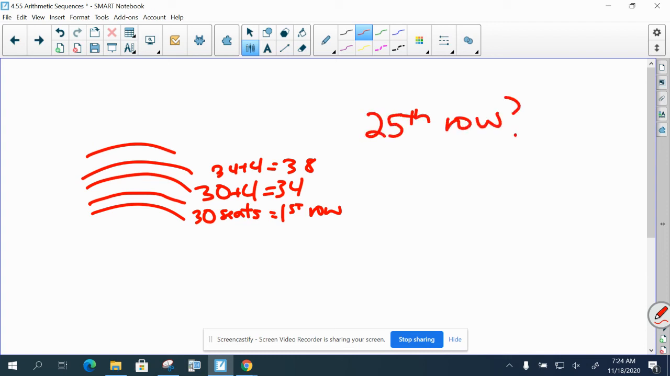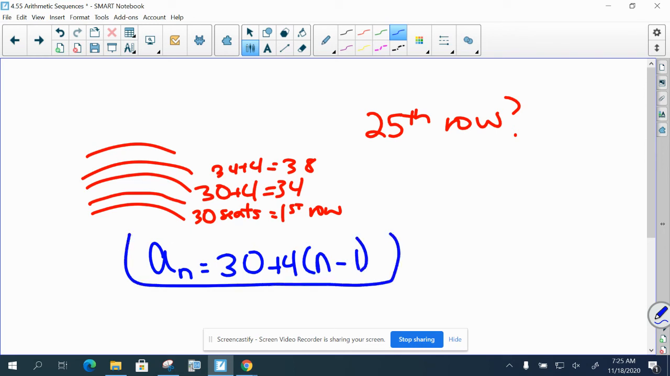Okay, so it's going to ask you to write out an explicit formula. Don't just keep adding 4, 25 times. We're going to write an explicit formula. So here we would write a sub n equals, and then remember it's the first term plus the common difference times n minus 1. So your first term is 30. Your common difference is 4 because you're adding 4 each time, and then times n minus 1. All right, so there's your formula.